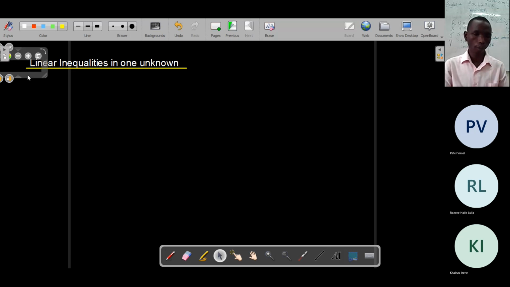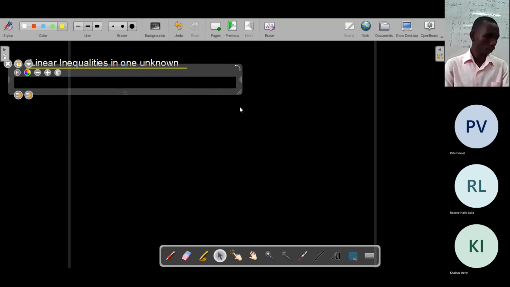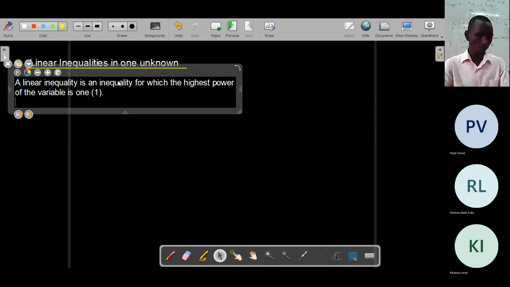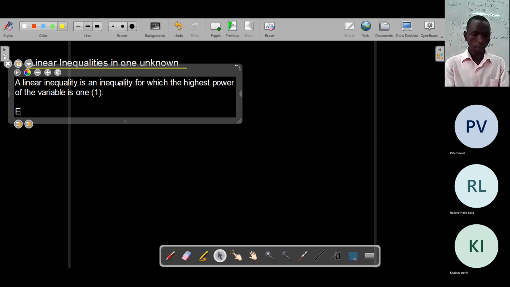Okay. So in a paragraph, we can first say like this: a linear inequality is an inequality for which the highest power of the variable is 1. The highest power of the variable is 1. Yeah, so the examples.